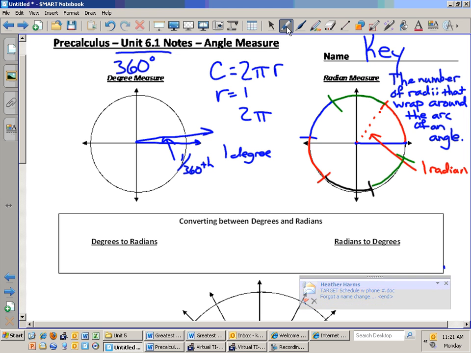So here's what we know, okay? And here's what you can write down, then I'll show you the conversion process. We have exactly pi radians is 180 degrees. We have exactly 2 pi radians is 360 degrees. So that would make this spot here a half of pi, and that would make this spot 3 halves of pi, or 3 pi over 2.